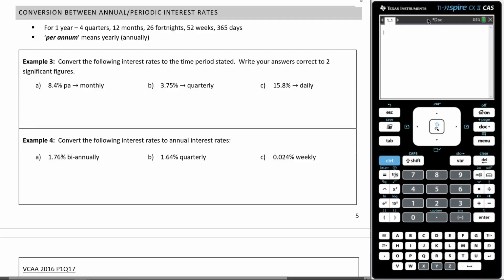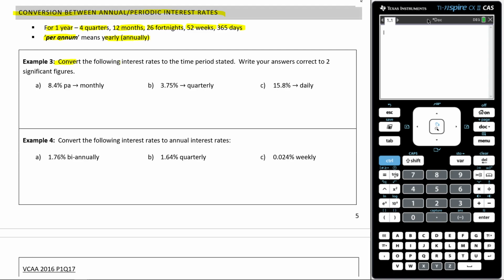All right, we are now going to talk about conversion between annual/periodic interest rates. So what you need to know is that 1 year is the same as 4 quarters, 12 months, 26 fortnights, 52 weeks, 365 days. That's something you need to know. The term per annum means yearly or annually. Let's go through some examples.